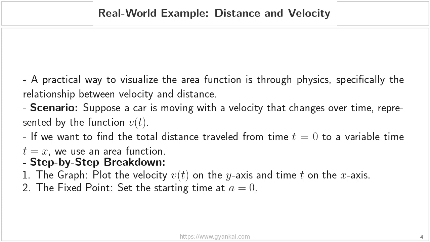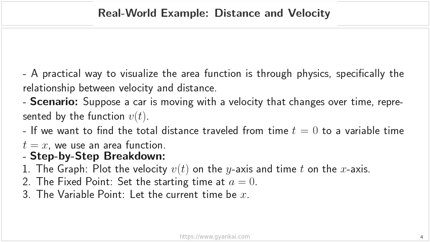Next, we establish our starting point. Let's say the car starts at time equals 0. This is our fixed lower limit, just like in the area function we defined earlier. Then we have the current time, which we're calling x. This is our variable upper limit. As x changes, we're looking at the distance traveled up to that specific time.